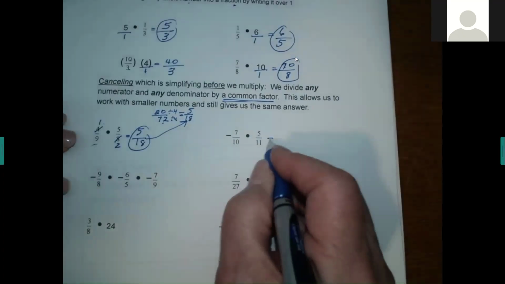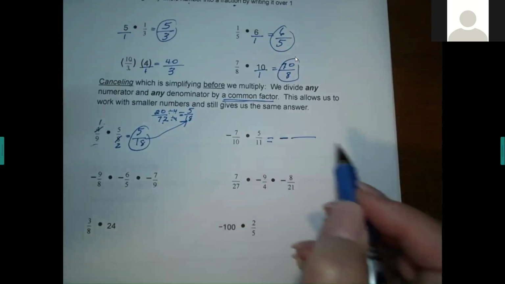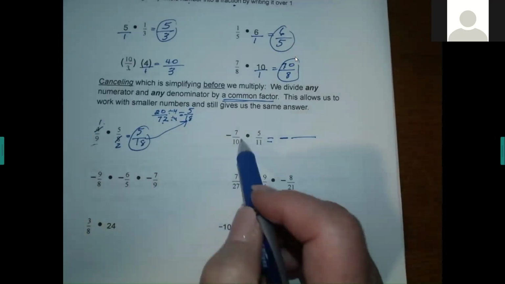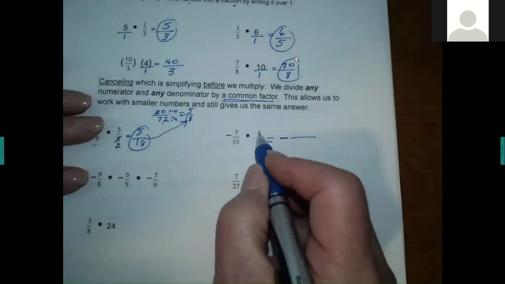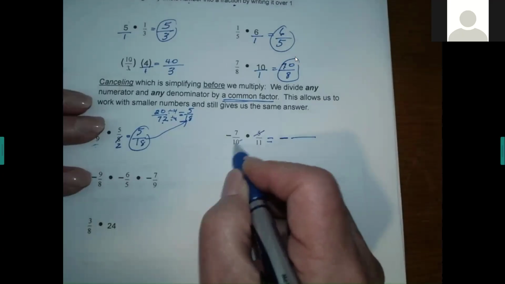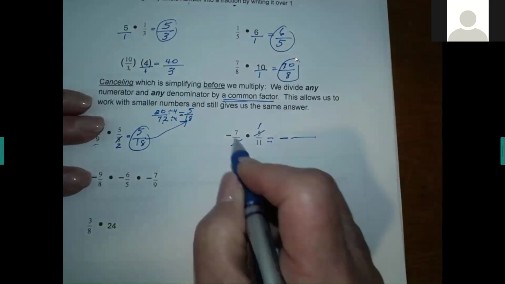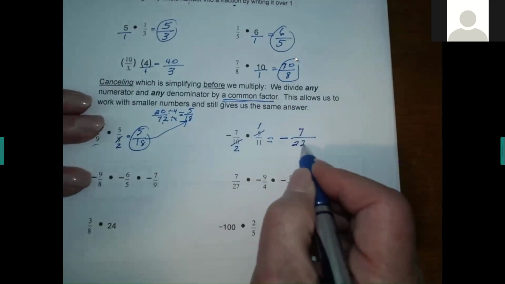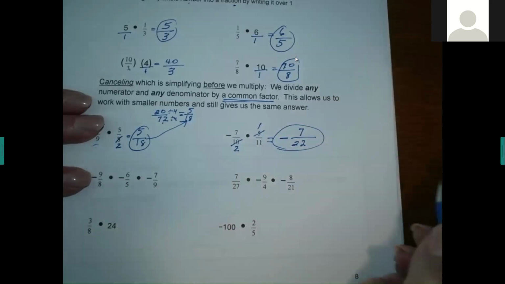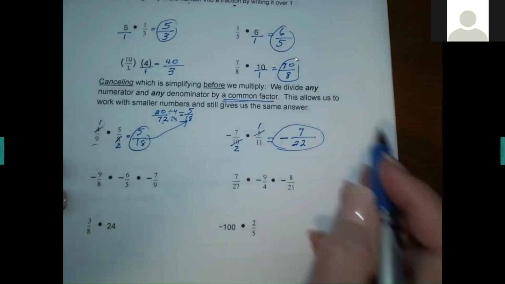Look at this next problem. We've got a negative times a positive, so our answer is going to be negative. And now we could go ahead and multiply and would have 35 over 110, but those numbers are bigger and they're harder to see common factors. So we're going to divide this numerator and this denominator by 5. And now we'll multiply the numerators and multiply the denominators. And if this were 21, we could simplify it, but it's not. So this is our final answer.